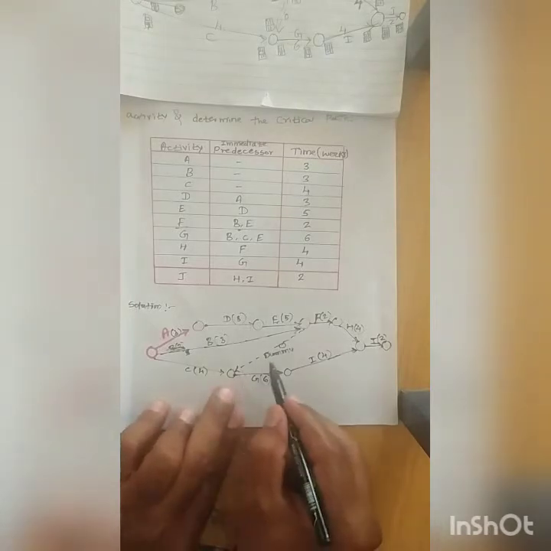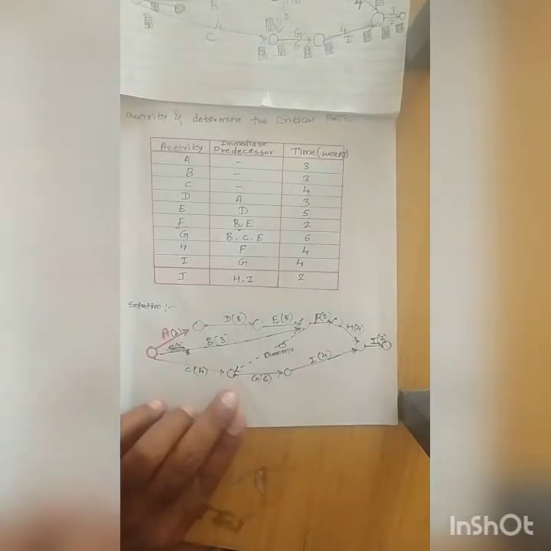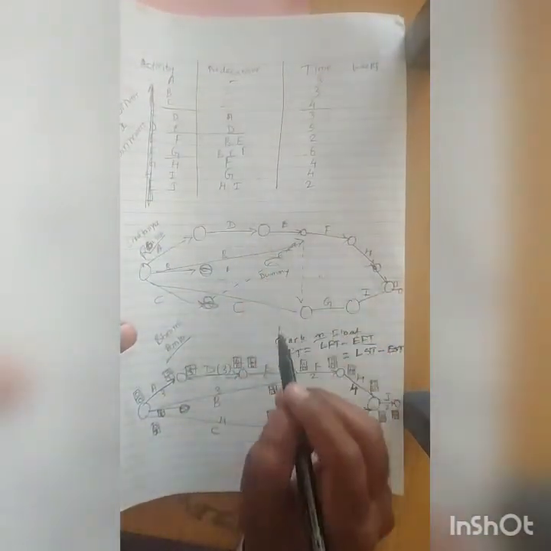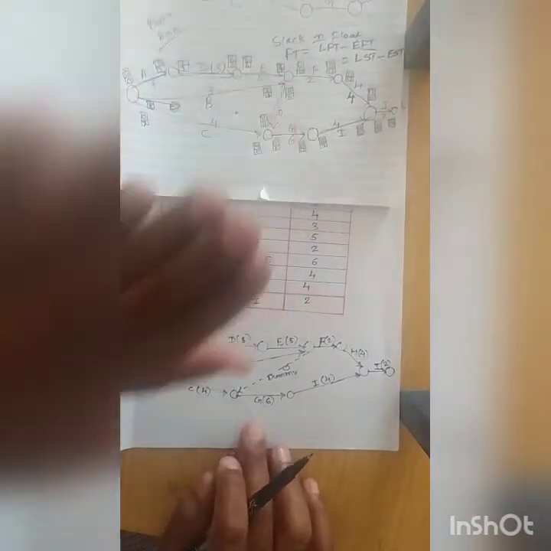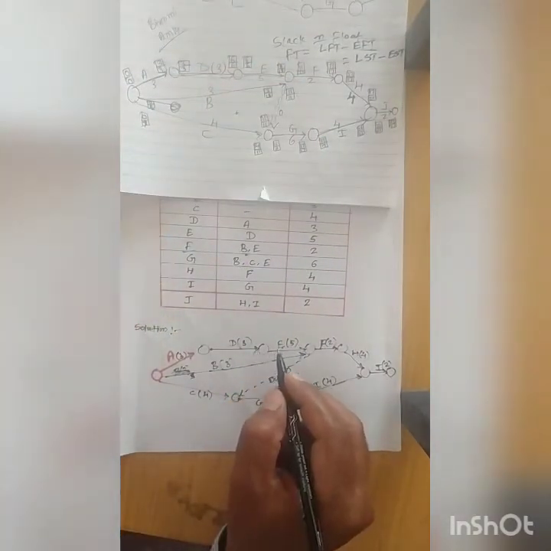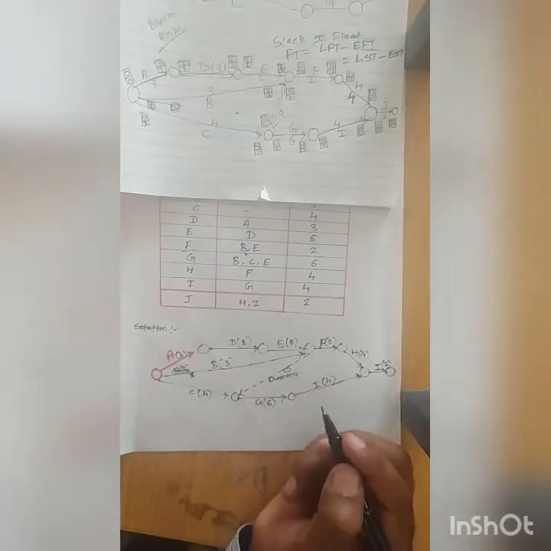The arrow mark of the dummy activity is also important, because I first drew a rough diagram based on this problem, and after that I drew it neatly here. During practice also, first you try it in rough, and after that you start.